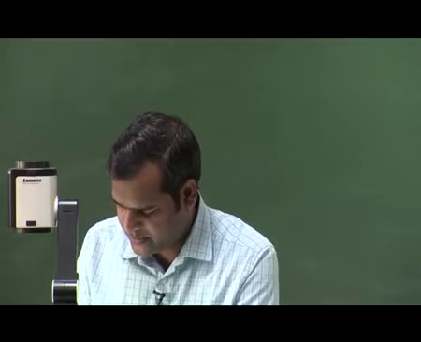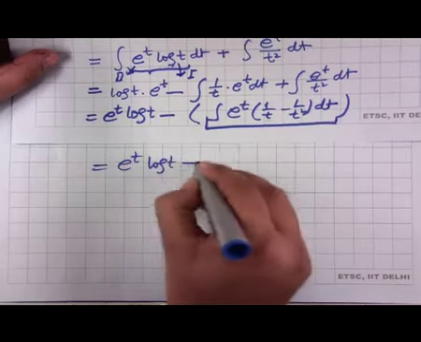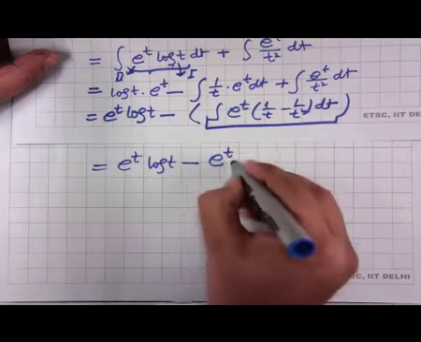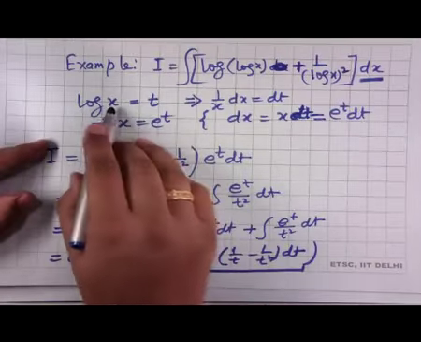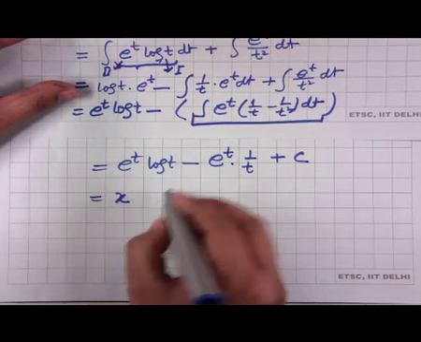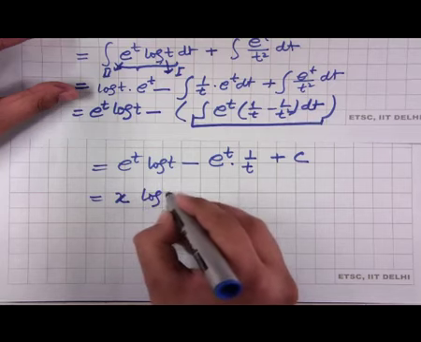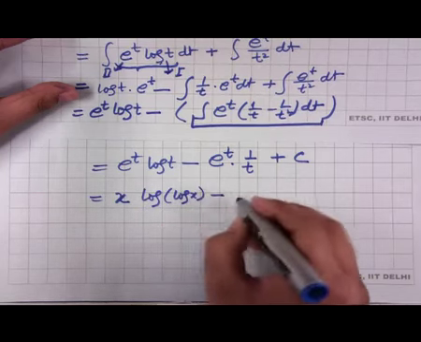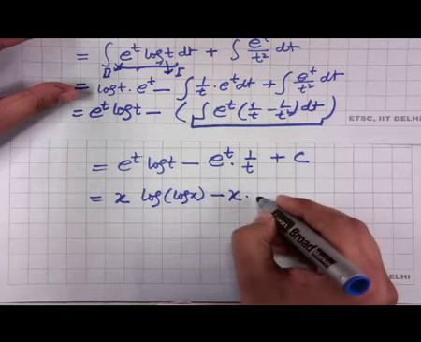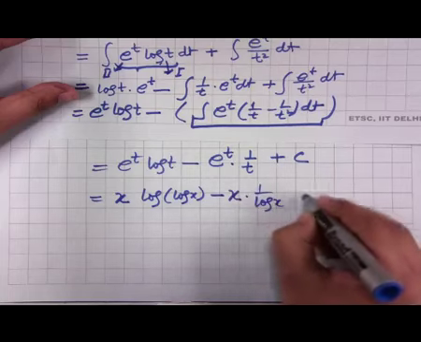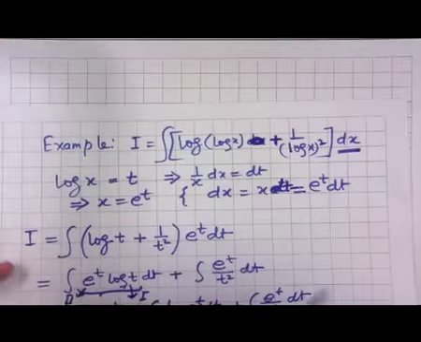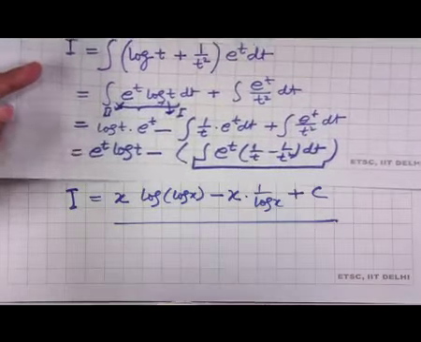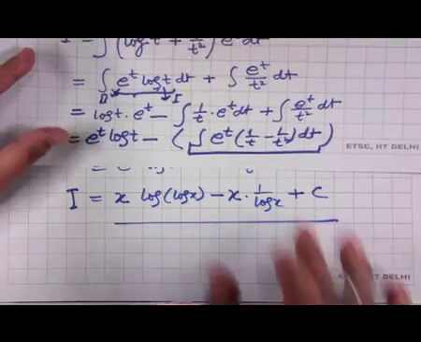So, let us write that here: e raised to power t log t minus the integral of this fellow, which will be e raised to power t into f t, which is 1 by t, plus a constant. Putting the values back, t equals log x and e raised to power t is x. So, log t is log of log x, minus e raised to power t, which is again x, into 1 by t, which is 1 by log x, plus constant C. So this is the solution for this particular problem. Substitution and application of the formula which we studied leads to the solution of this problem.